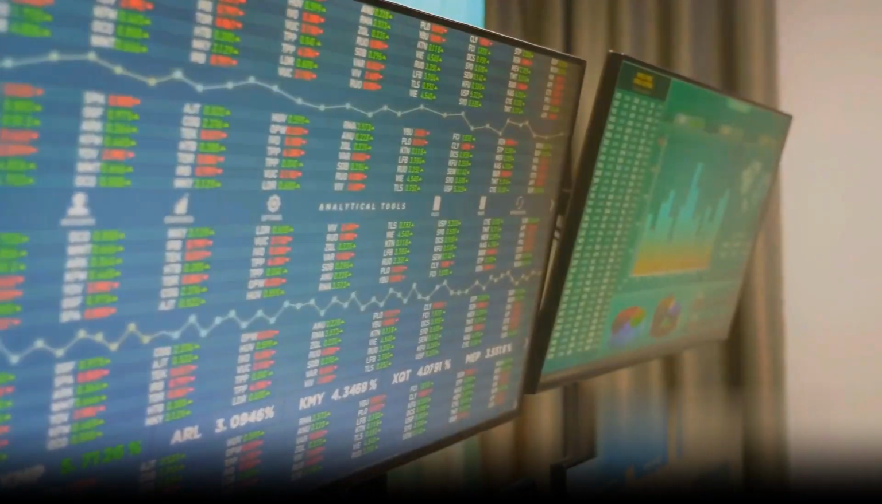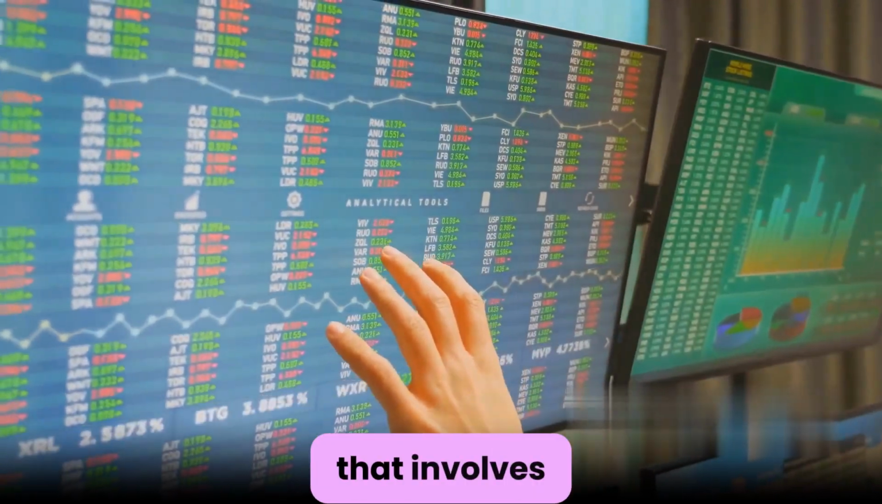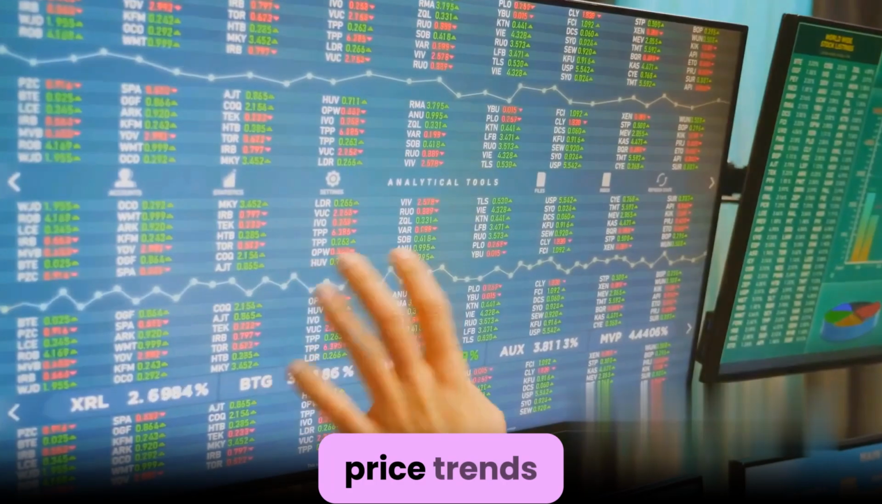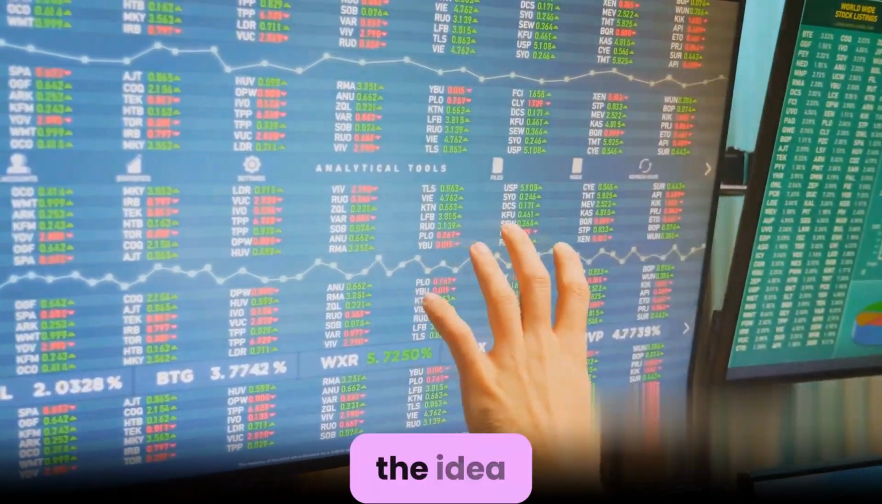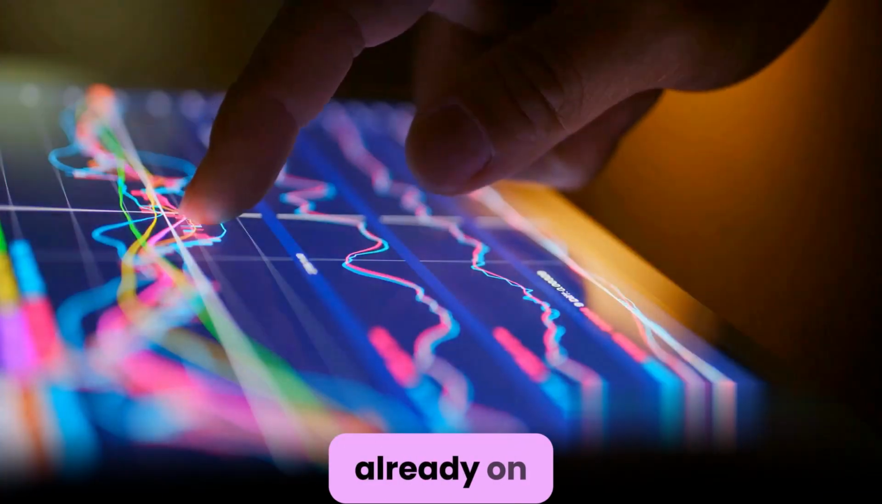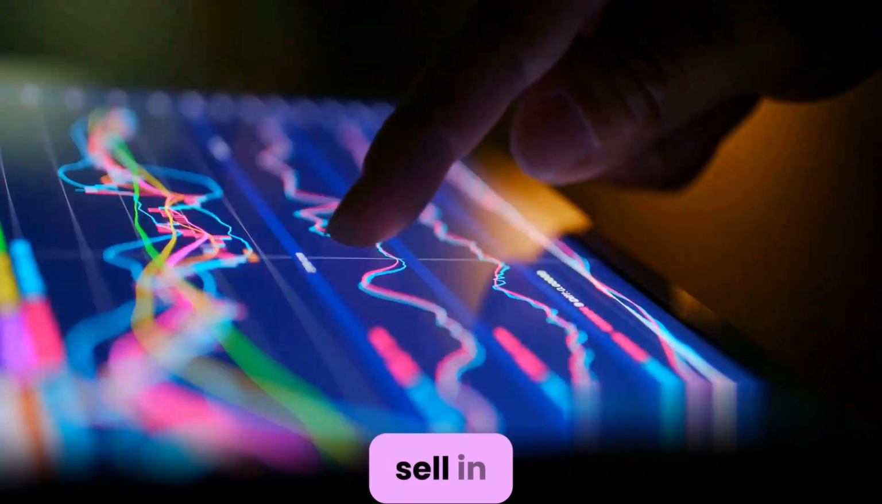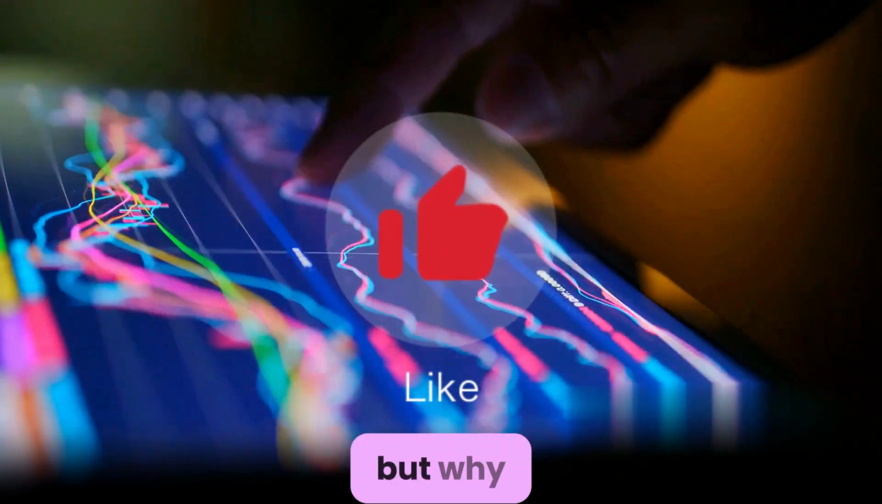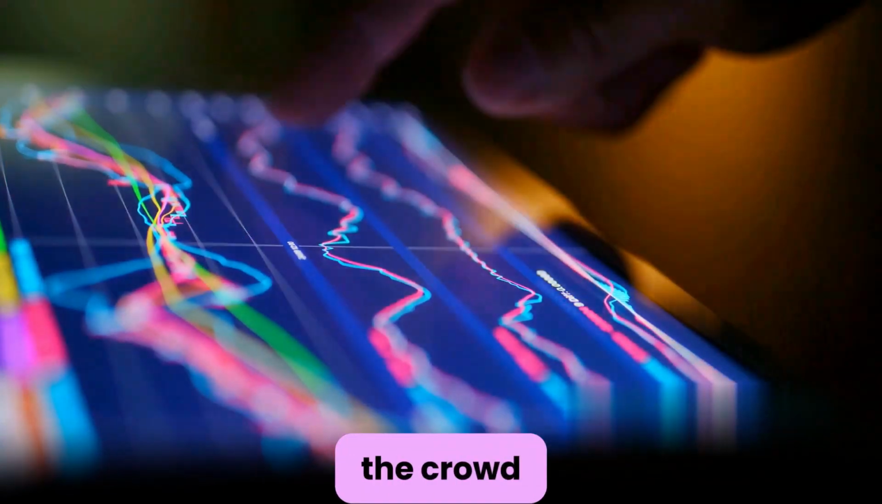Momentum trading is a strategy that involves capitalizing on short-term price trends and market momentum. The idea is to spot a stock that's already on the move, and then buy or sell in the direction of that movement. But why would a trader choose to follow the crowd, you ask?